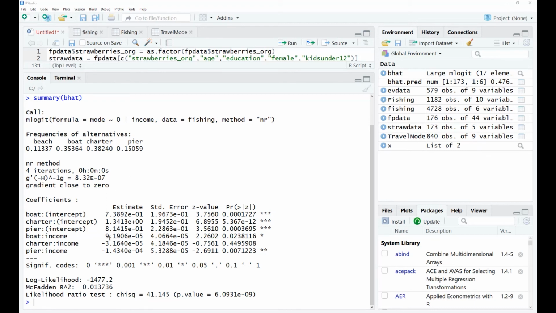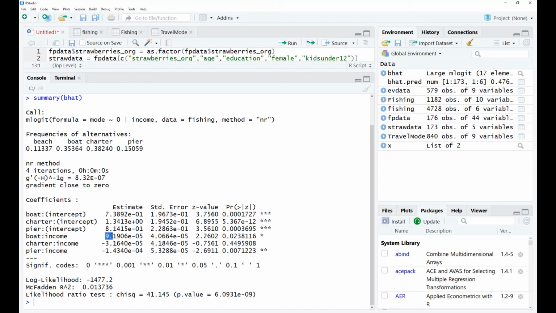Now, the coefficients reveal that income is statistically significant for those who picked boat and for those who picked charter. Note that one category is missing here, and that is beach. Beach in this case is what is called the base category. Those results are relative to the base category beach. So if income increases, a respondent is more likely to switch to renting a boat than going to the beach, or than fishing from the beach.